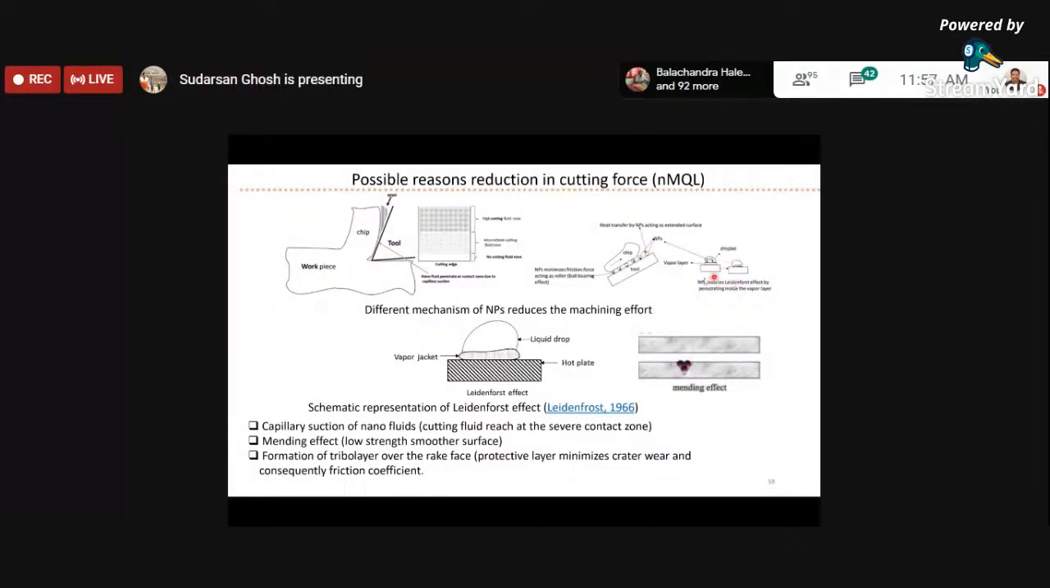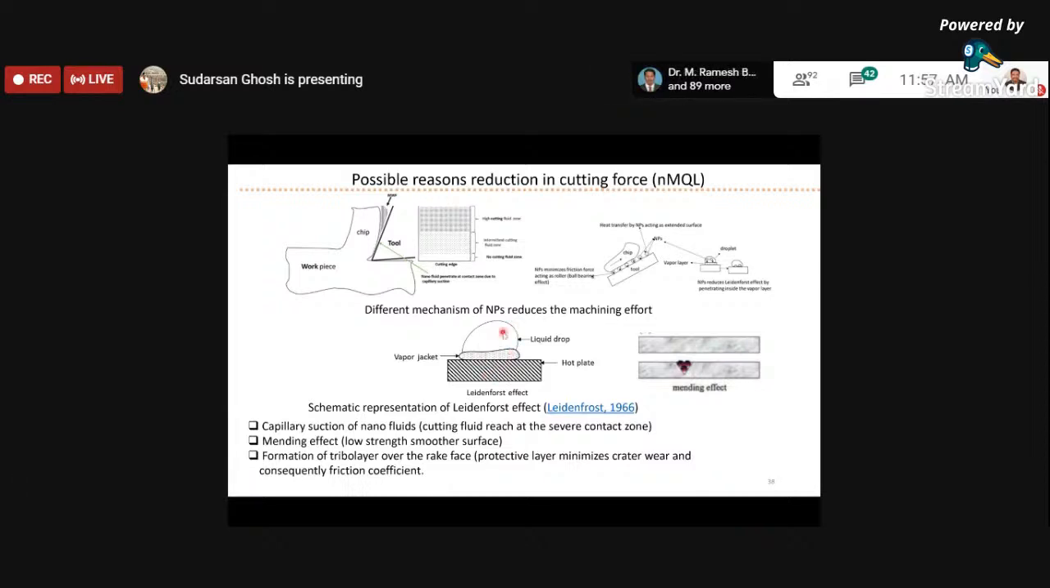Not only that, if we are using the cutting fluid, what happens? These nanoparticles actually play a role. For example, if we see this figure, if you have a hot plate, what happens? As soon as the liquid drop comes, at the interface between the liquid drop and the hot plate, it forms a vapor jacket. Now, as soon as the vapor jacket is produced, we know that gases are not very good conductors. So this vapor jacket will act as an insulator, and it will not allow any transfer of heat from the hot plate to the liquid drop.